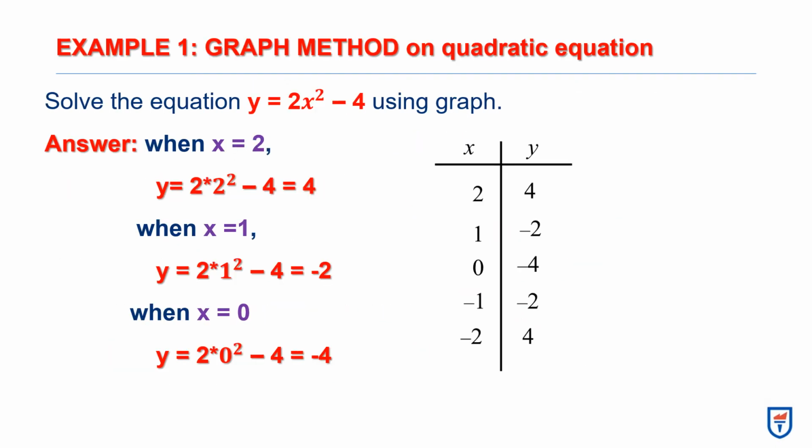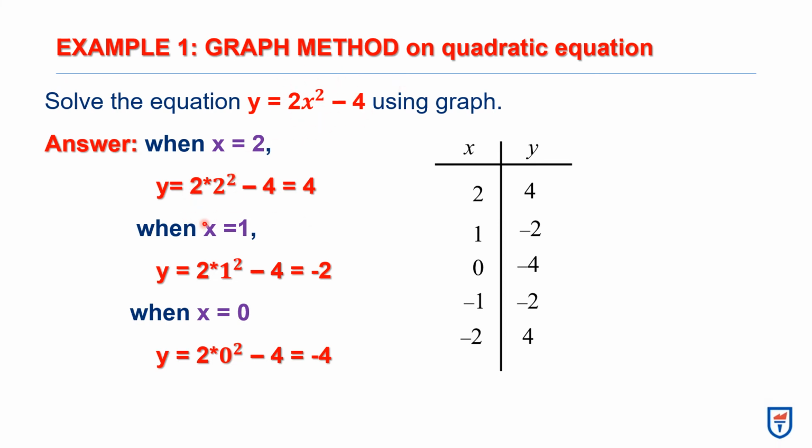Let's look at one of the examples for solving a quadratic equation using the graphical method. The question here is saying solve the equation y is equal to 2x squared minus 4 using a graph. To answer this question, we can use the method of finding random values of x and substituting into our equation to find the coordinates that we are going to use to plot our graph. So in this instance, let's let x be equal to 2. When we let x equal 2, we substitute the value of x as 2 in our quadratic equation and calculate the value of y.